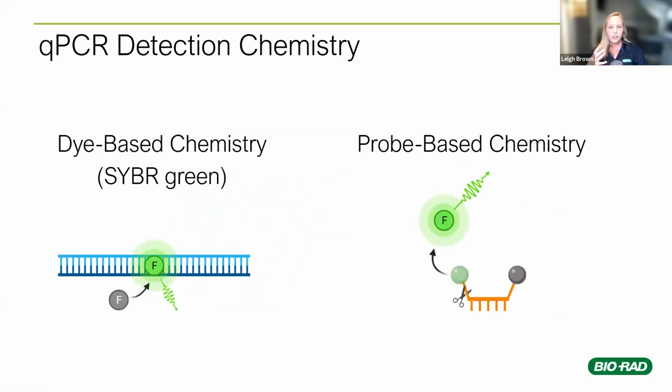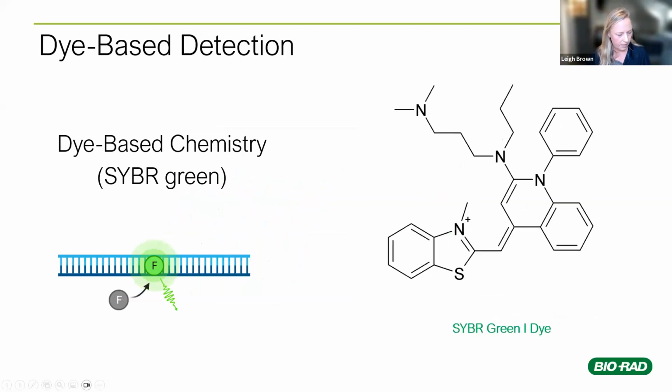Okay. There are 2 main fluorescent chemistries used in real-time PCR: dye-based chemistry, where the main example is SYBR Green, and probe-based chemistry. And we're going to look at both of those. So SYBR Green is an intercalating agent. It's going to fit into the minor groove of double-stranded DNA. You might be familiar with ethidium bromide, similar to that. When it binds to double-stranded DNA, the fluorescence increases 1,000-fold, and so it's readily detected by the real-time instrument.